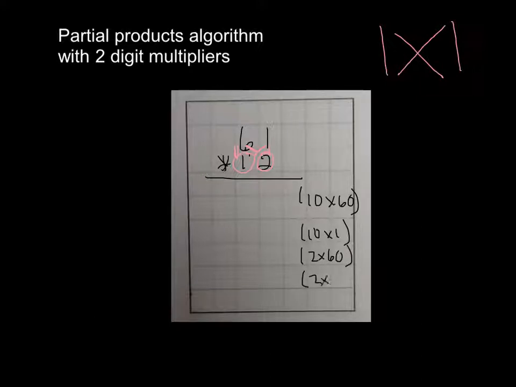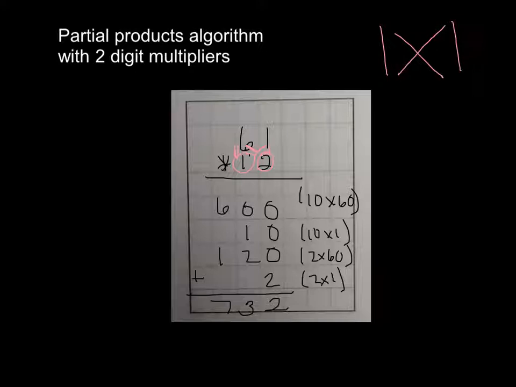And 2 times 1. Okay, 10 times 60 is 600. 10 times 1 is 10. 2 times 60 is 120. 2 times 1 is 2. And just like yesterday, we add these up. So this would equal 2. Next column is 3, and then 7. So our exact answer is 732.